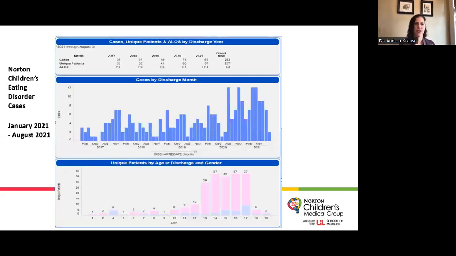So this is information from Norton Children's eating disorder cases. Now, just understand that this is only through August, so we still have some catch up to do. These numbers were acquired by our IS team. But basically, if you can see the years 2017 to 2021, in August of 21, we had just as many patients as we had the year prior. We have definitely topped out and exceeded by far that number for the year.